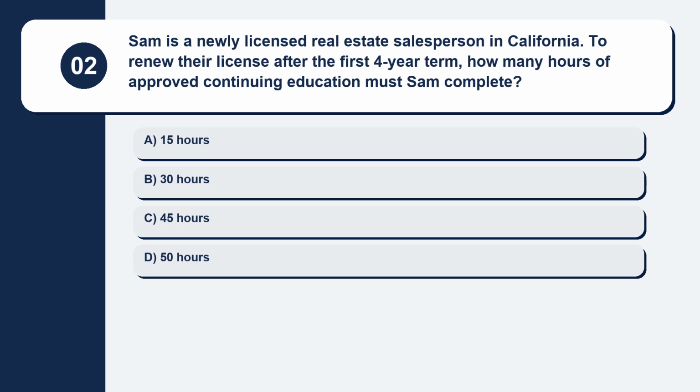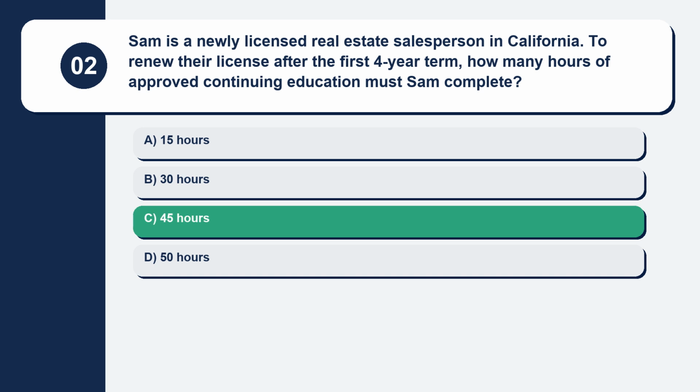Question 2. Sam is a newly licensed real estate salesperson in California. To renew their license after the first 4-year term, how many hours of approved continuing education must Sam complete? Here are your options. Option A, 15 hours. Option B, 30 hours. Option C, 45 hours. Option D, 50 hours. The correct answer is option C, 45 hours.